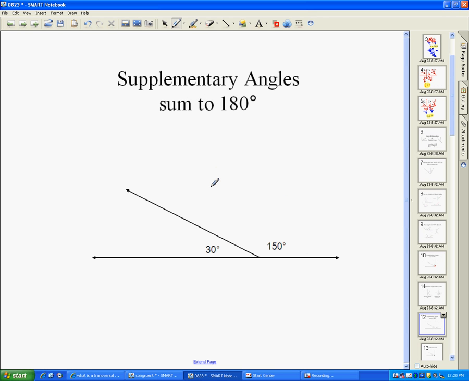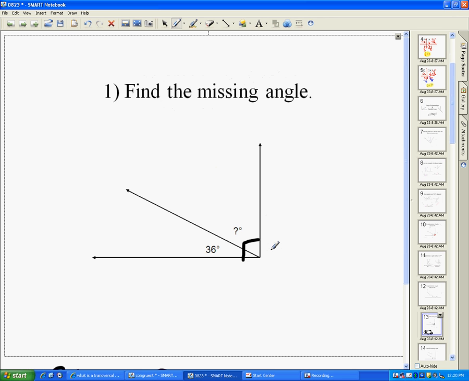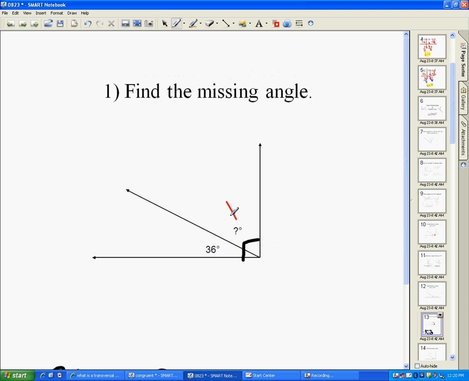Supplementary angles have a sum of 180 degrees. And so what we can do is use this to help us figure out missing angle measures. For example, with this one right here, this is 36 degrees, and we don't know this missing angle measure right here. We could call that x. So we know that the two of these angles together equal 90 degrees.